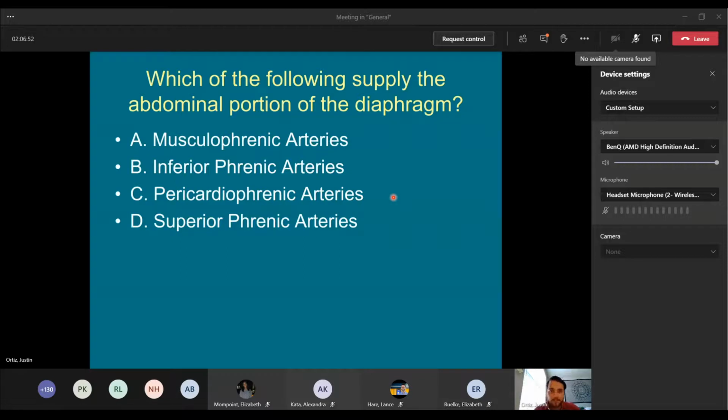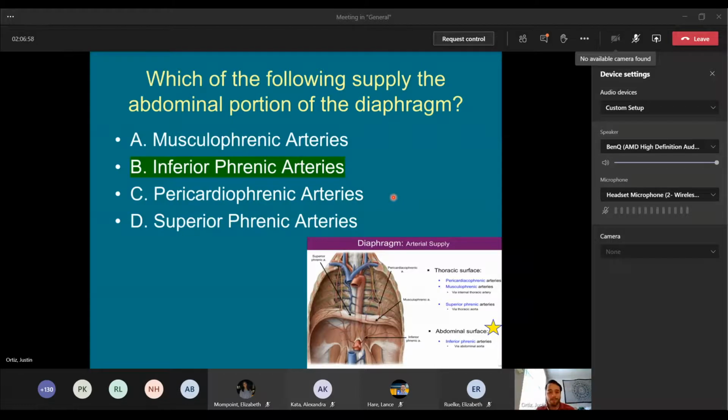Okay. So it is indeed B, inferior phrenic arteries. The other 3, which you can use for your studies, supply the thoracic portion, the top portion of the diaphragm. Those are the musculophrenic, pericardiophrenic, and superior phrenic arteries. This image is useful because if you remember the arterial pathways, you won't have to force yourself to remember these names. It's hard to remember these long names if we don't understand what they're doing. If you understand the pathway, I feel it's much easier to remember which arteries supply the thoracic surface or the abdominal surface.